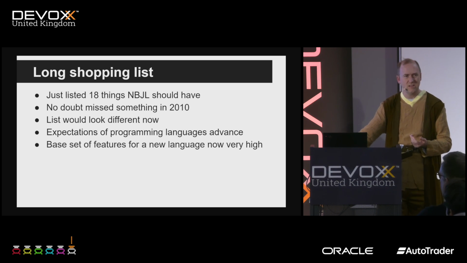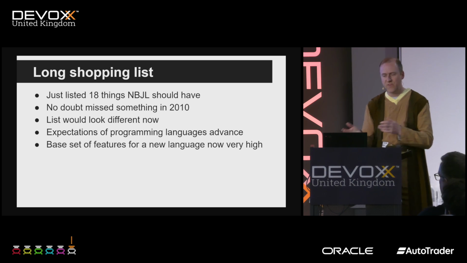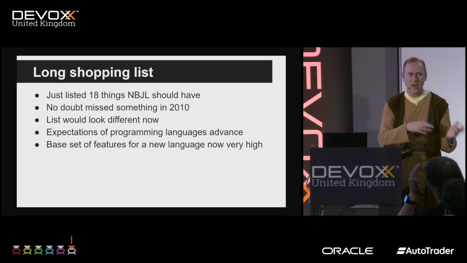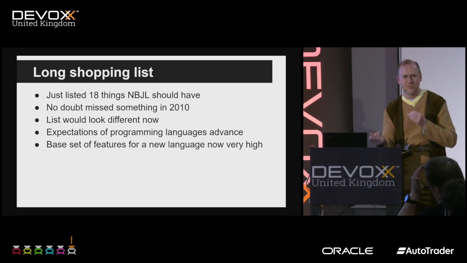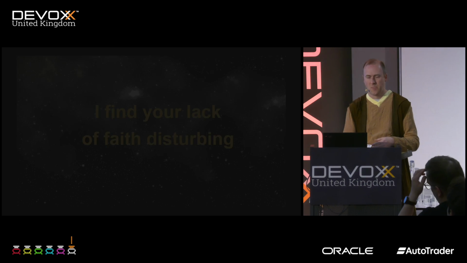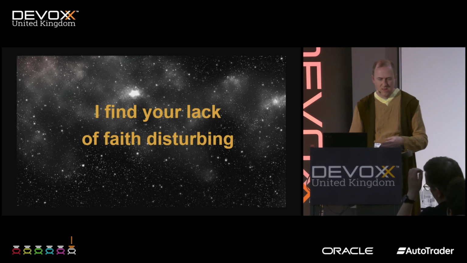That's just 18 things. Expectations of a programming language advanced. We want more features now. But then I'm conflicted by the fact that if you go back and look at what Java did, it took features away. It was worse. So there's a conflict there. It's an interesting tension. Faith.